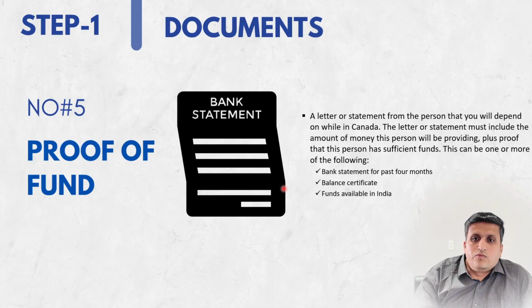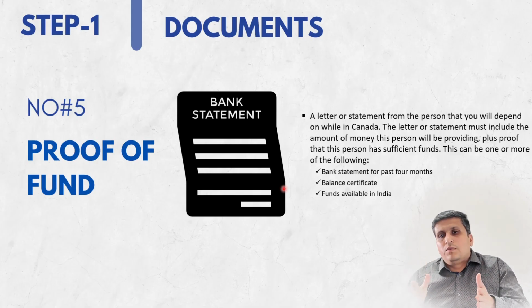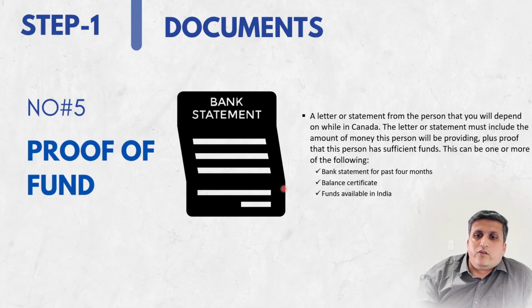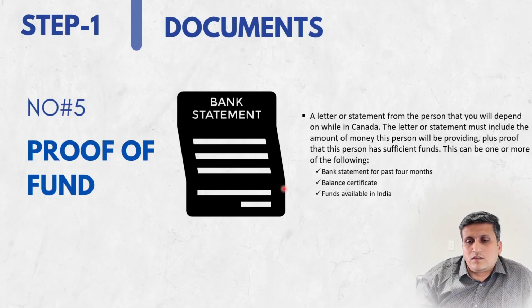And there, to prove that, what are the requirement documents? So we need a bank statement for the past 4 months. You can also include a bank balance certificate that you can get from the bank, and then with the balance certificate at the top you can include 4 statements for 4 months. You can also include any funds or investments that are available in India or your home country. So that will show that you have sufficient funds to support your own family and the parents you are inviting while they are staying in Canada.